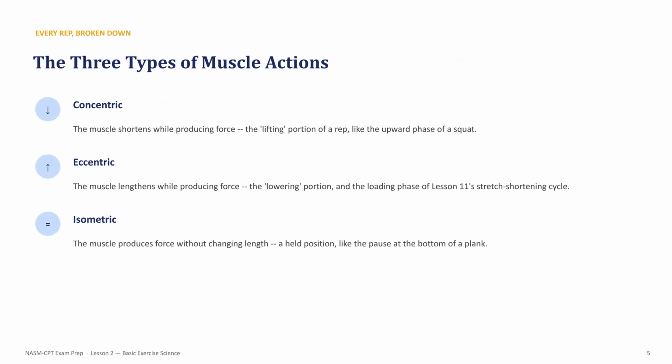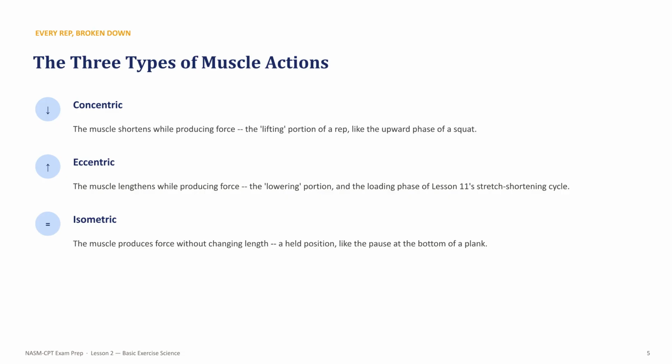Let's break down every single rep. There are 3 types of muscle actions. Concentric. The muscle shortens while producing force. This is the lifting portion of a rep, like the upward phase of a squat. Eccentric. The muscle lengthens while producing force. This is the lowering portion, and it's also the loading phase of the stretch shortening cycle you'll see in Lesson 11. And isometric. The muscle produces force without changing length. Think of a held position, like the pause at the bottom of a plank.